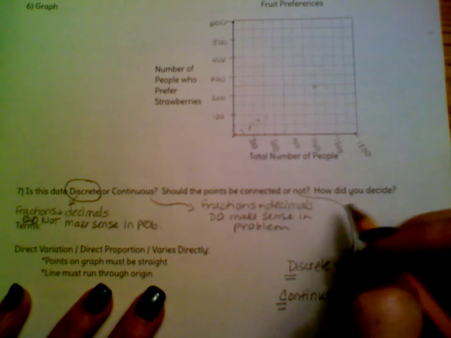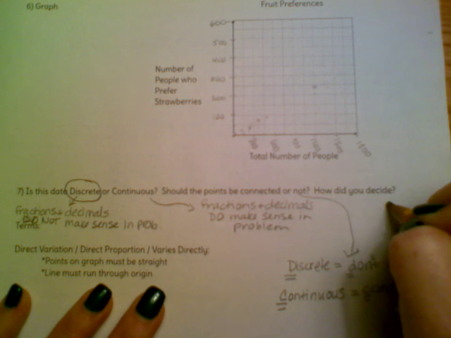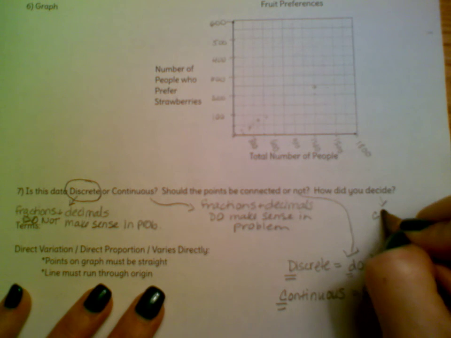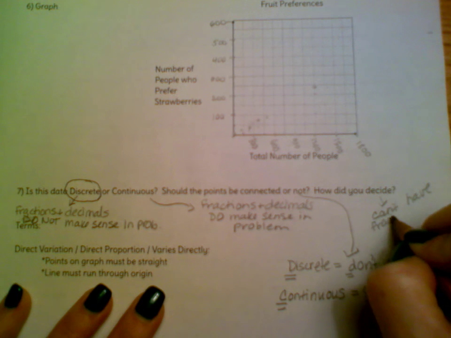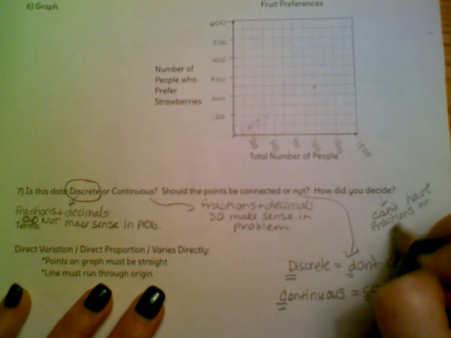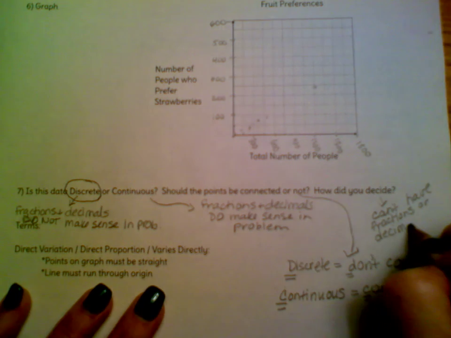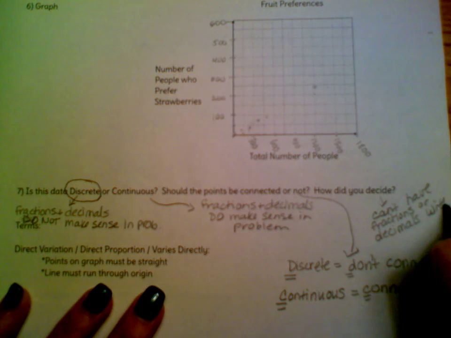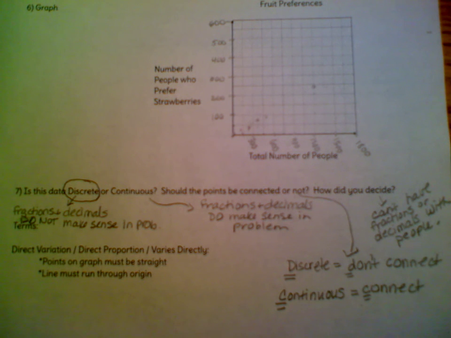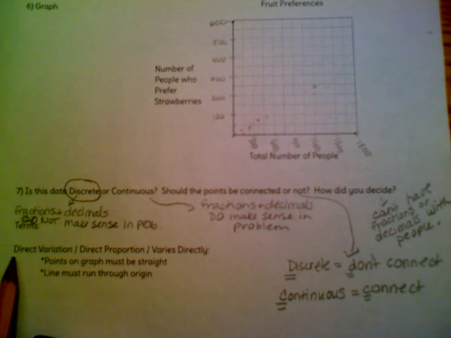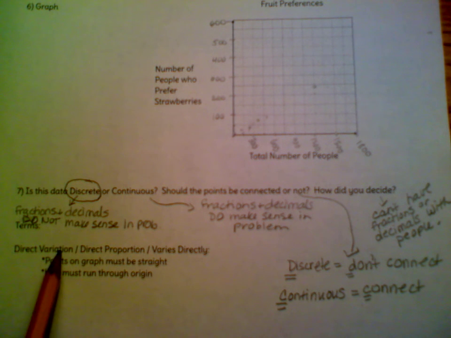So how did we decide? We decided by saying we can't have fractions or decimals with people. Therefore, I'm not connecting.